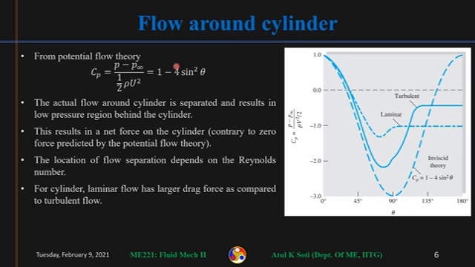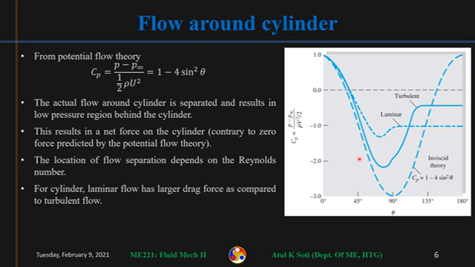coefficient on the cylinder is given by the expression 1 minus 4 sine square theta, and this is symmetrical. So if we plot this Cp on the cylinder, we get this curve. This is the pressure coefficient. So from potential theory, we get a symmetric pressure distribution on the cylinder.